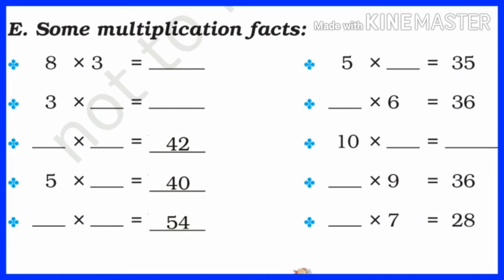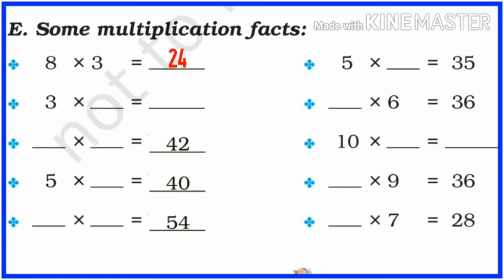First one, 8 multiplied by 3, we know answer will be 24. Next one, 5 multiplied by dash is equal to 35. In the table of 5, at 7s we will get the answer 35. Next one, 3 multiplied by dash is equal to dash. Children, here you can take any number to multiply by 3 so that you will get one answer. I am taking here the number 4. So 3 multiplied by 4 is equal to 12.